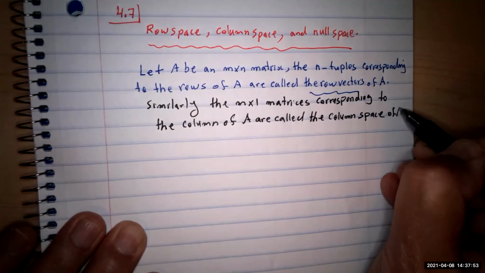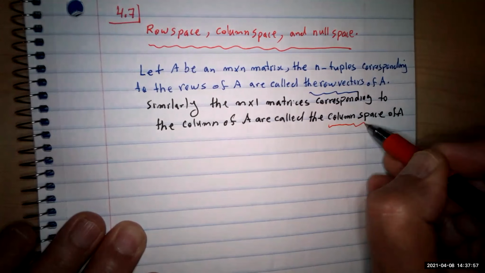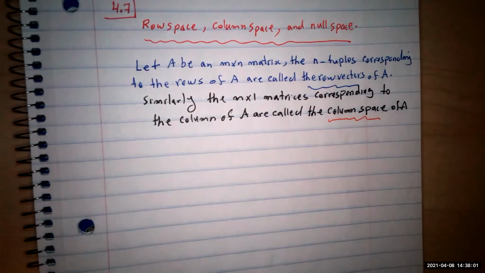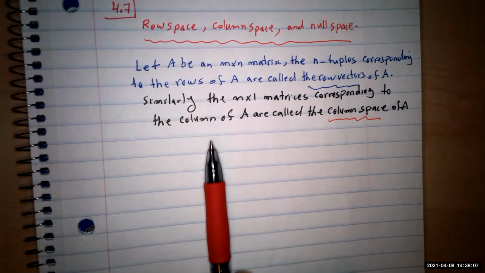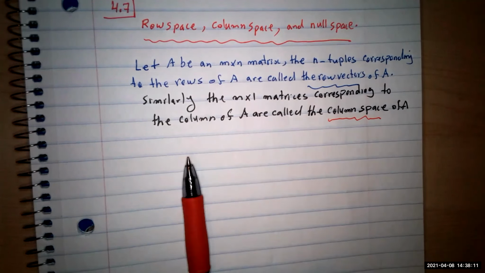The column space of A. Basically, if you take the columns of the matrix, each column is considered one vector. This vector would be m-dimensional, with m coordinates. So these are going to be your column space.